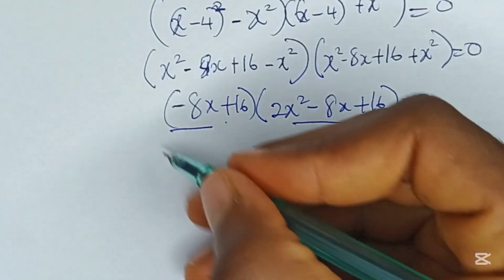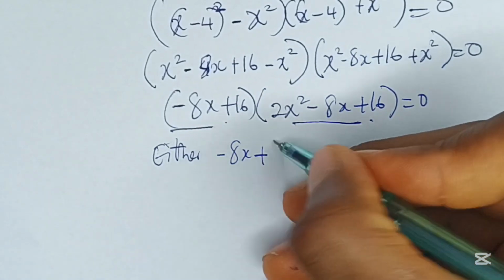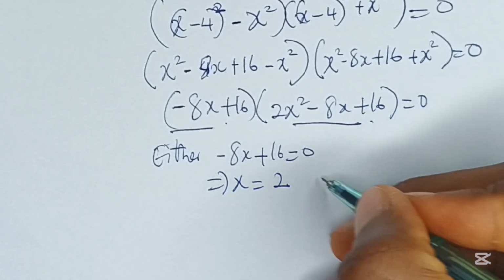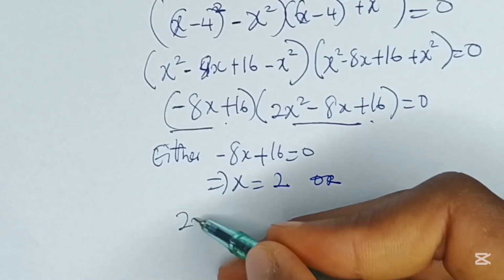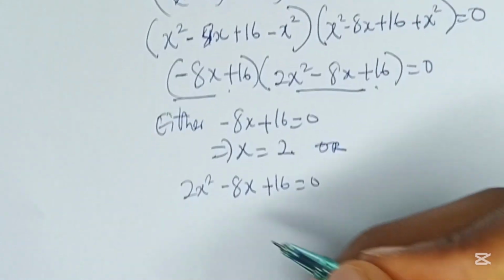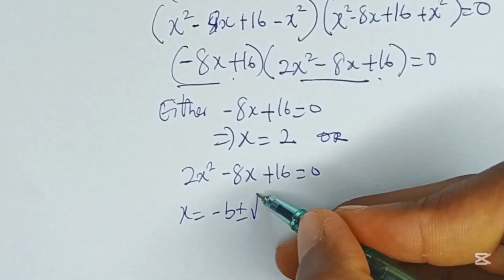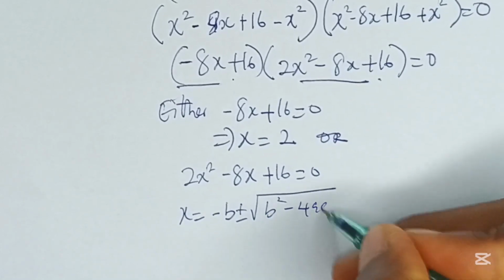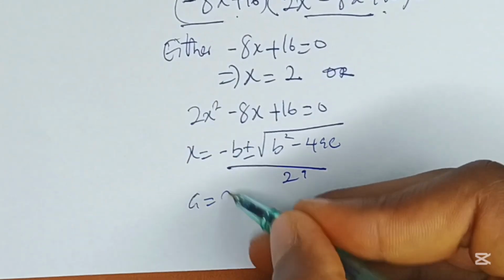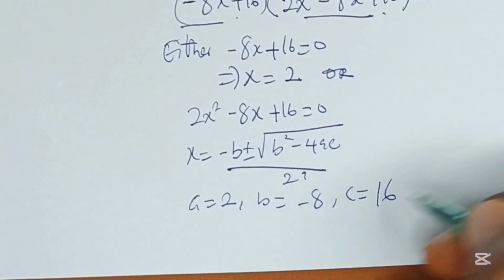So it's either minus 8x plus 16 is equal to 0, implying that x is equal to 2, or 2x squared minus 8x plus 16 is equal to 0. Using the quadratic formula, we have that x will be equal to minus b plus or minus square root of b squared minus 4ac, all over 2a, where a is equal to 2, b is equal to negative 8, c is equal to 16.